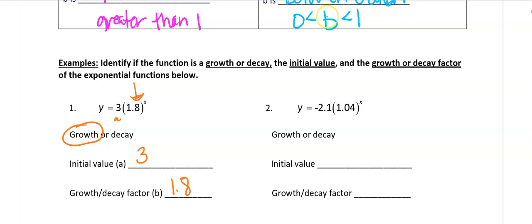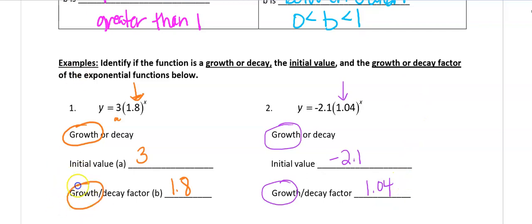Okay, so let's look at this one. Is it a growth or a decay? Since that's greater than 1, it is a growth. Our initial value is negative 2.1, so that positive or negative doesn't matter right there. We're just looking at the factor. The growth factor is going to be 1.04 because that's just slightly larger than 1, but that still means it's growing. It's still getting bigger.